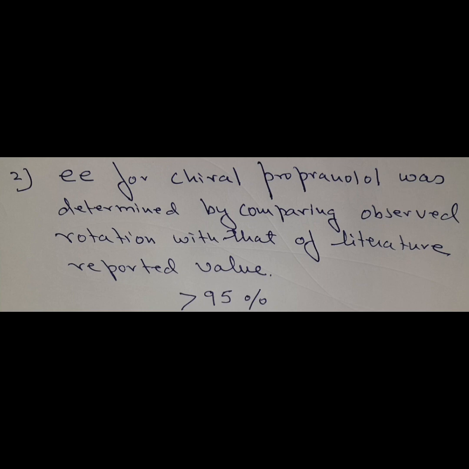In the case of propranolol, the matter was much easier. Why? Because we already had the specific rotation of chiral propranolol in the literature. So the EE for chiral propranolol was determined by comparing the observed rotation with the literature reported value. In either case, we found that our enantiomeric excess was greater than 95%.